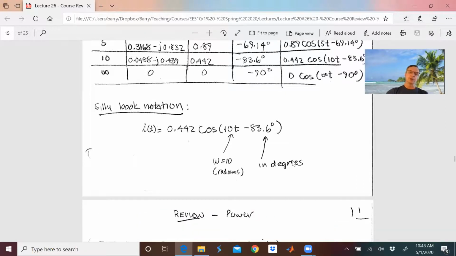Okay, so we have our silly book notation, which they'll show as I of t equals I max cosine 10t, and here omega is equal to 10, implying that what is in those parentheses should be in radians, but then they put minus 83.6 degrees. And yeah, I call that silly, but it really does kind of make sense. It's kind of silly because do you have degrees in the parentheses or radians? I suppose if we asked the book author, he'd say, well, I have an angle and I can show it any way I want. And by the way, this is in radians. So it's all good, but you just kind of have to be careful when you see that.